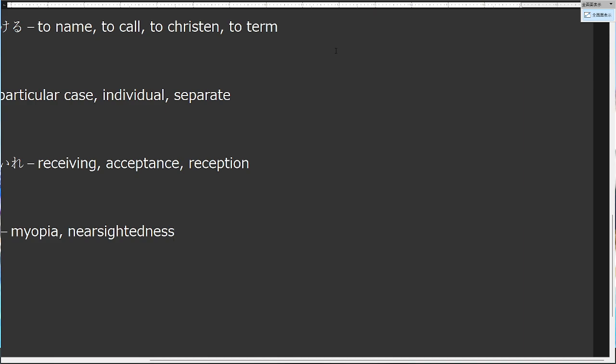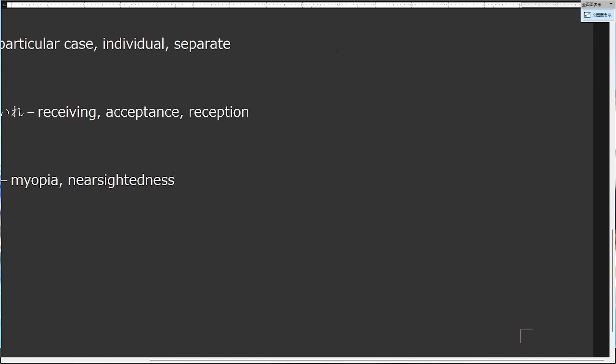To name, to call, christen, or term something is to attach a name to it. Nazukeru, na on the left side for a name, and zukeru on the right side for attaching. Nazukeru is to attach a name to something. A particular case, individual or separate. This is our new noun, kobetsu. Ko on the left side for an individual using a radical from ko for hardening and solidifying, and betsu on the right side for separating or differentiating.